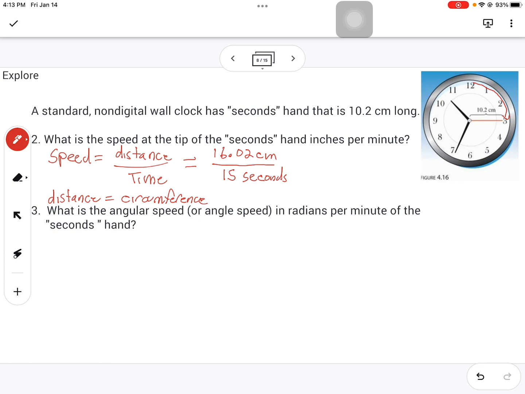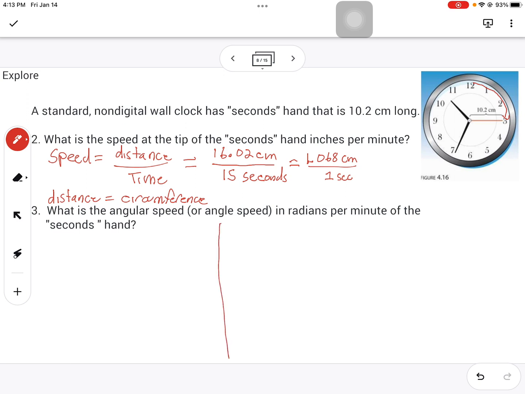However, we want inches. Okay, so let's go figure out our speed first. So I'm going to type it in my calculator. I know you can't see that, but I'm just going to type in what we have on the screen. It's 16.02 divided by 15, and we get approximately 1.068 centimeters every second. Okay, so I'm going to need a little more room.